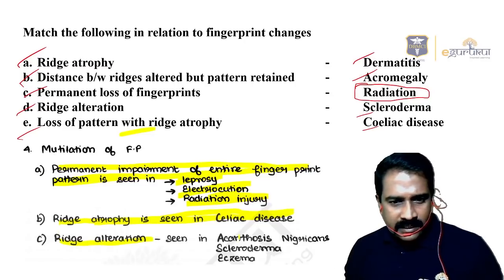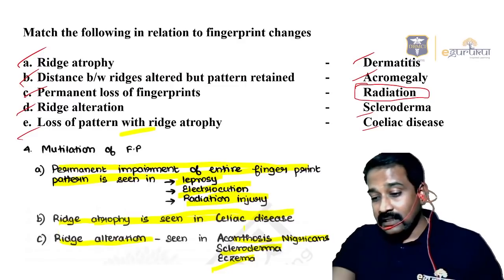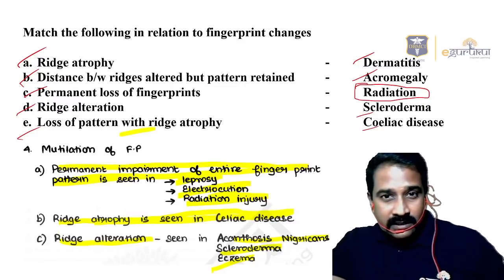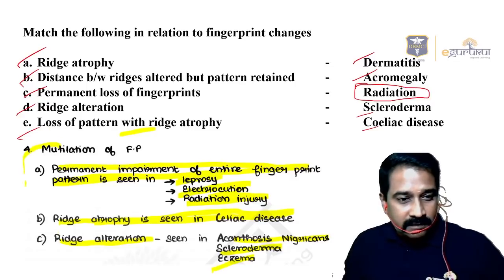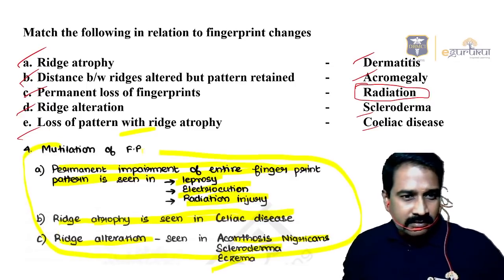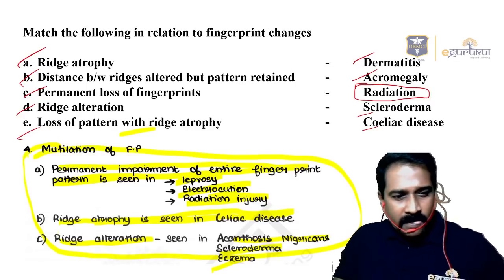Ridge alteration is seen in acanthosis nigricans, scleroderma, and eczema. As far as I'm seeing, the question has been asked for almost 15, 16 years. If you remember this much, it is more than sufficient to answer any question on mutilation with respect to fingerprints. Okay.